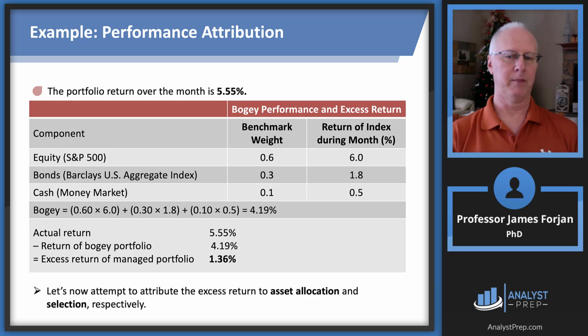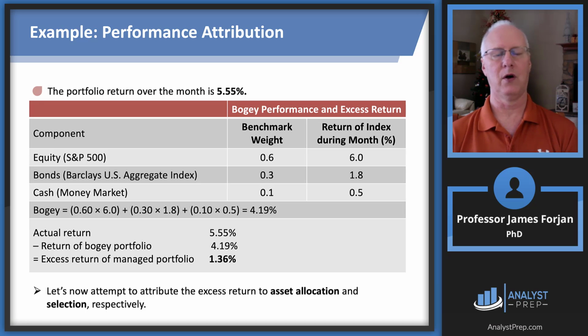So notice by the equal sign there at the bottom of the table, excess return on this active or the managed portfolio, the 5.55 minus the 4.19, that gets us to 1.36%. So clearly we can all agree that we have outperformed this bogey or benchmark portfolio.